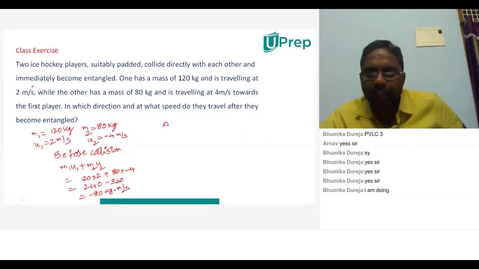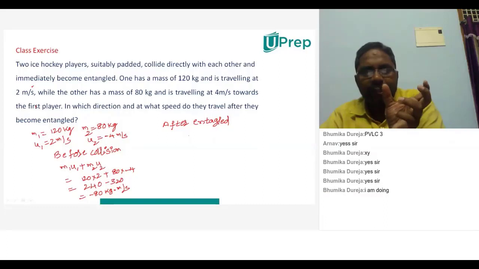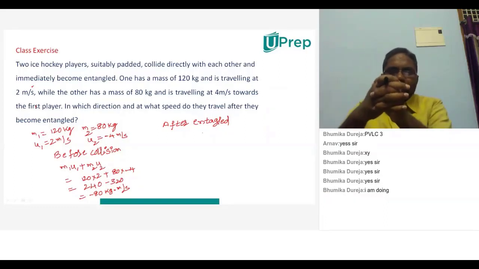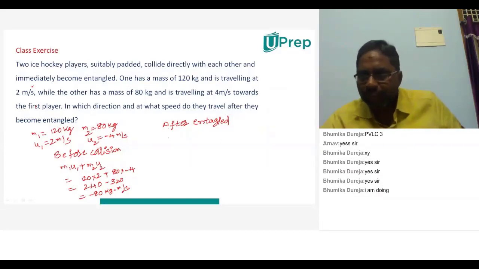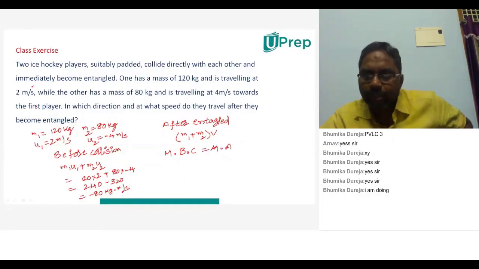And after entangled, both the ice hockey players are connected with each other and they are moving. So both persons combined, that means m1 plus m2, and now they are moving commonly with a velocity v. Our aim is to find this common velocity. To find it, momentum before collision must be equal to momentum after collision.